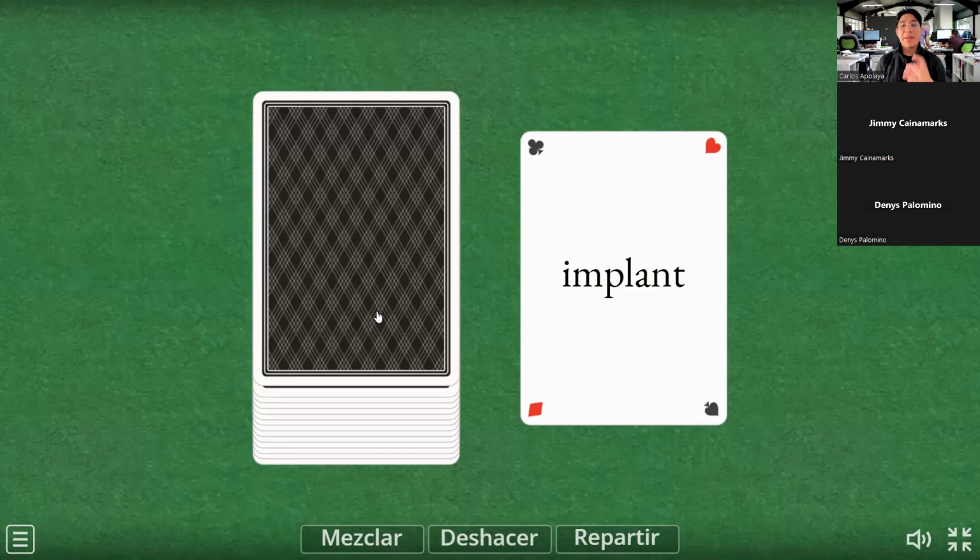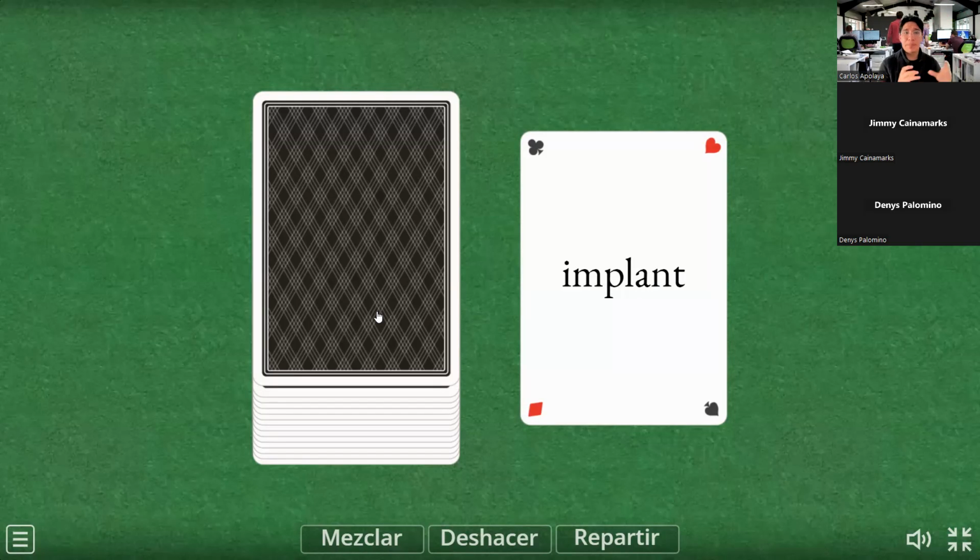Implant, implant. Remember, guys, the class we had about words that are at the same time verbs and nouns? For example, process and process. So we have implant and implant. You see what I'm saying? And what is the meaning?